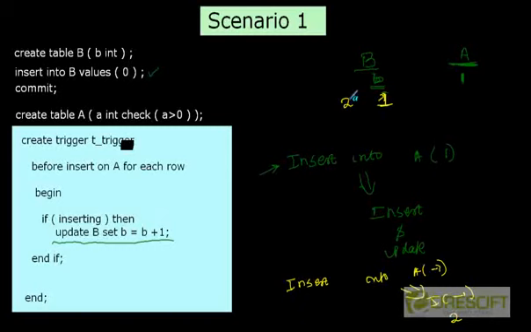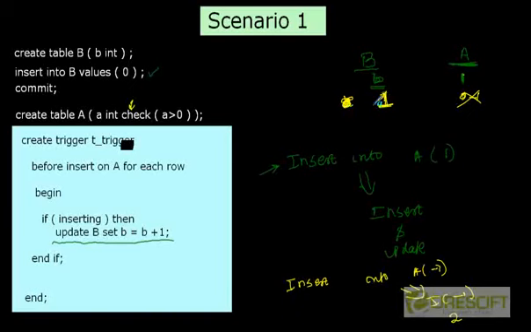But when it tries to insert -1 into A, the check constraint is going to fail. If the check constraint fails, then it cannot insert the value -1 here. If it cannot insert, it is going to automatically roll back, so the value 2 is not going to be kept, and it is still 1. So is it clear?